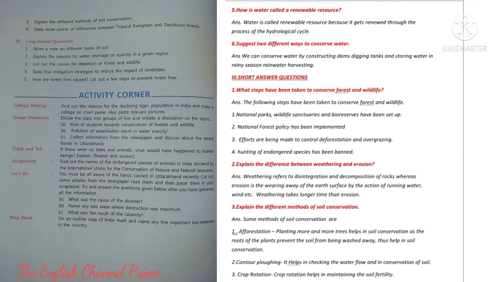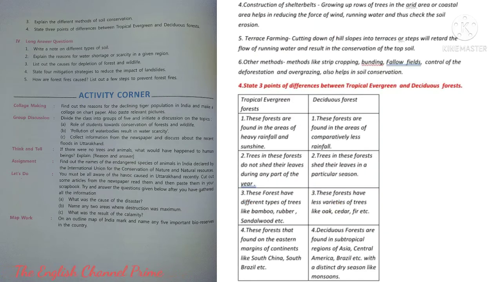Third question. Explain the different methods of soil conservation. Answer. Some methods of soil conservation are: first is afforestation. Planting more and more trees helps in soil conservation as the roots of the plants can prevent the soil from being washed away. Thus, it will help in soil conservation. Second, through contour plowing, it helps in checking the water flow and in conservation of the soil. Third, by crop rotation. Crop rotation helps in maintaining the soil fertility. Fourth, by construction of shelter belts.